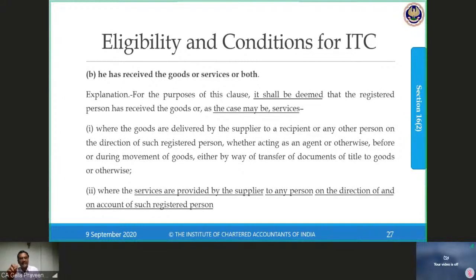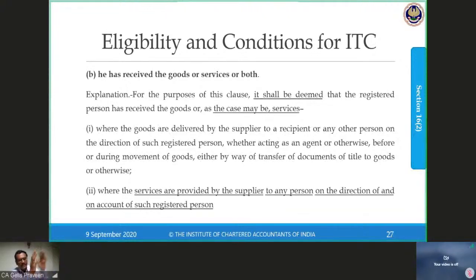This provision says that when you receive the goods or when you receive the services, only then you can take the input tax credit. Question, sir, can't he take the input tax credit without receiving the goods? Law says you have to receive the goods. If you don't receive, don't take the credit. Sir, can he take on the basis of advance what I have paid?